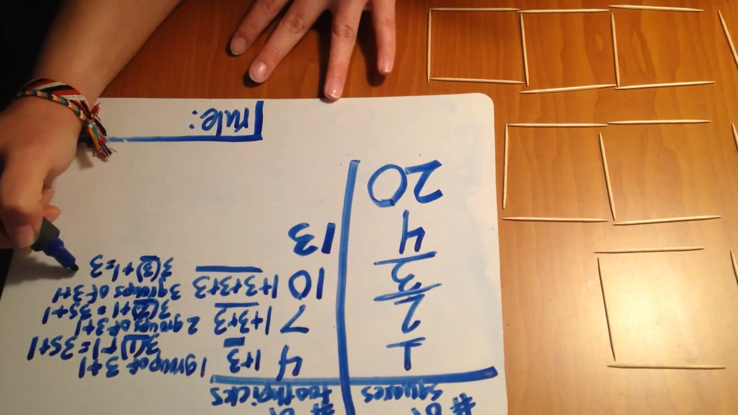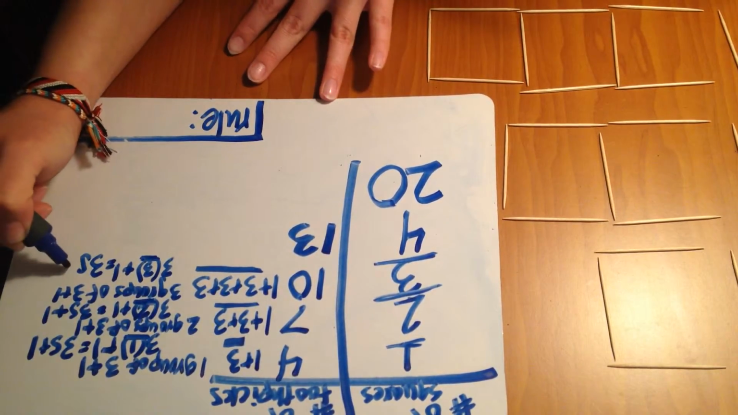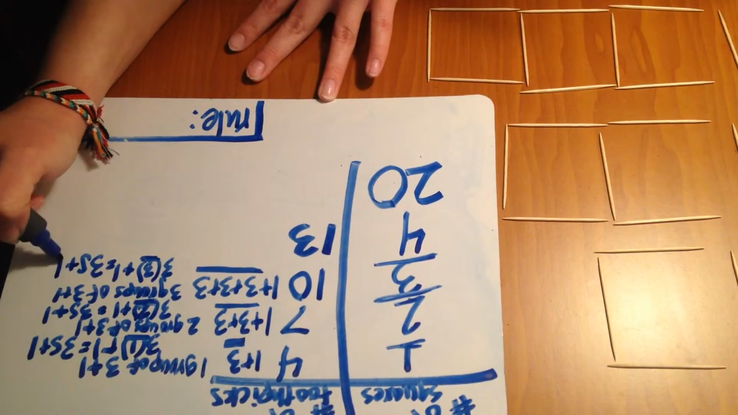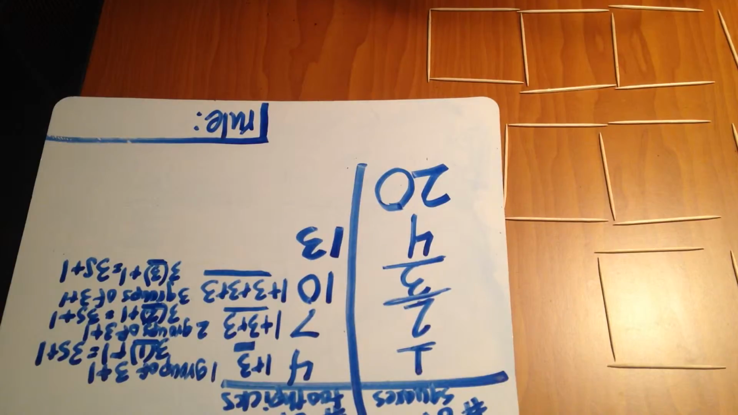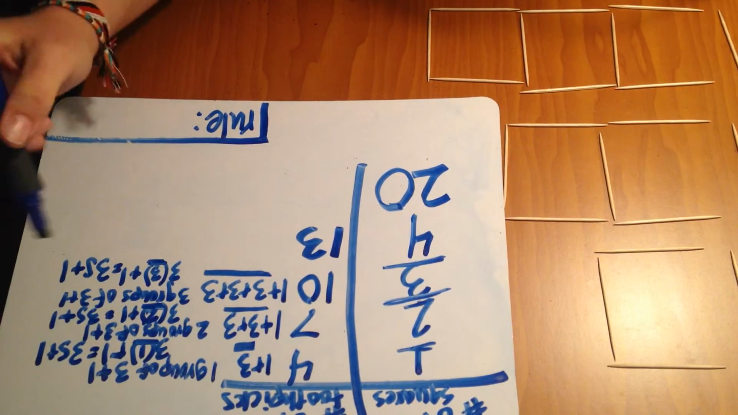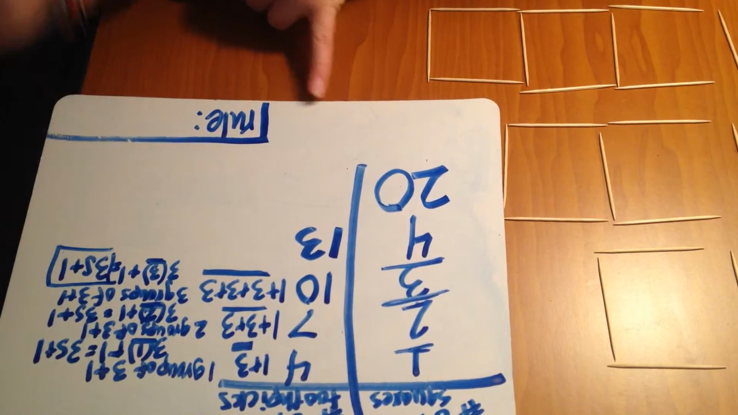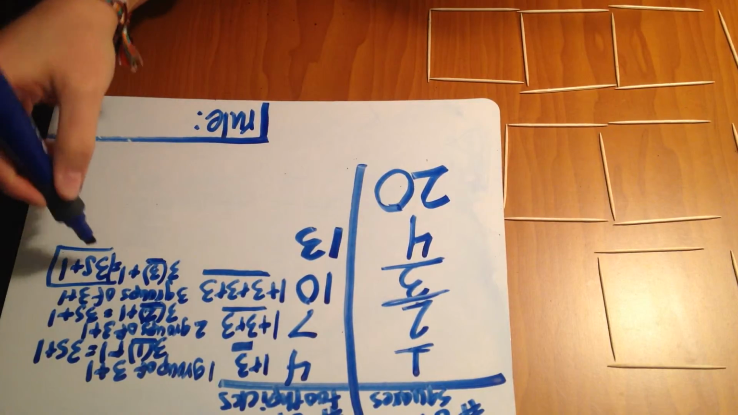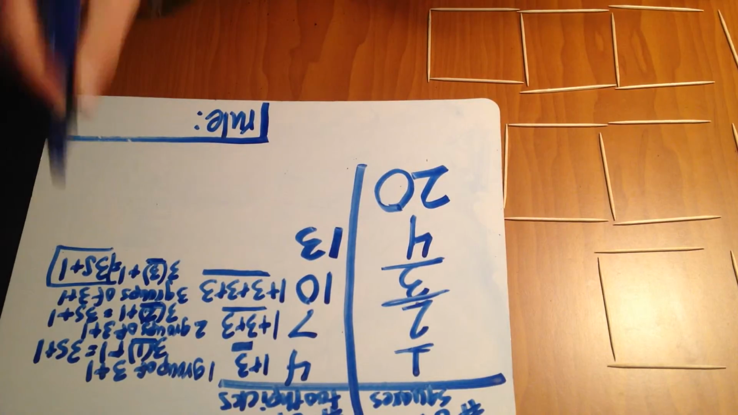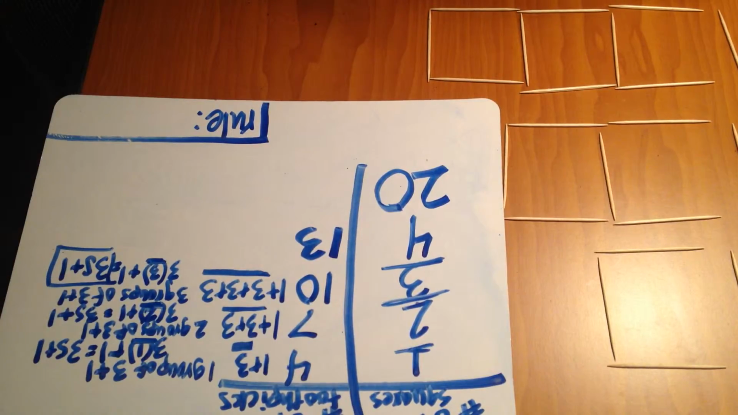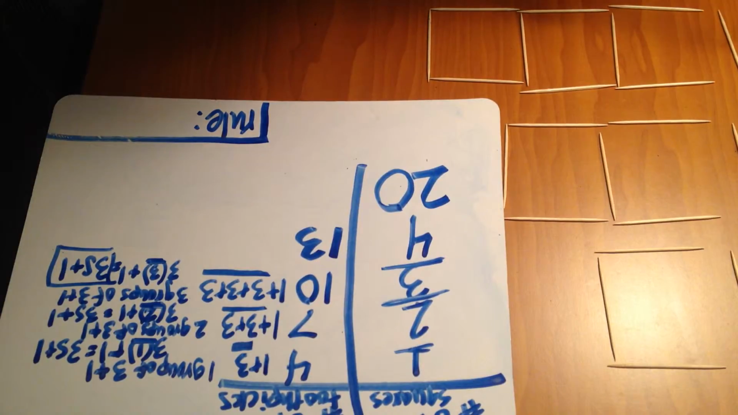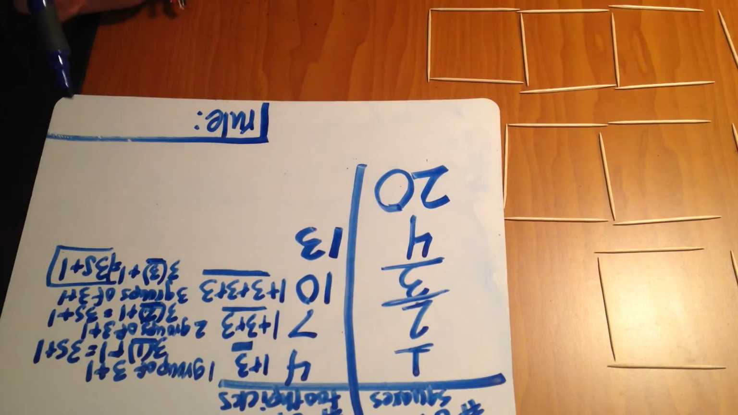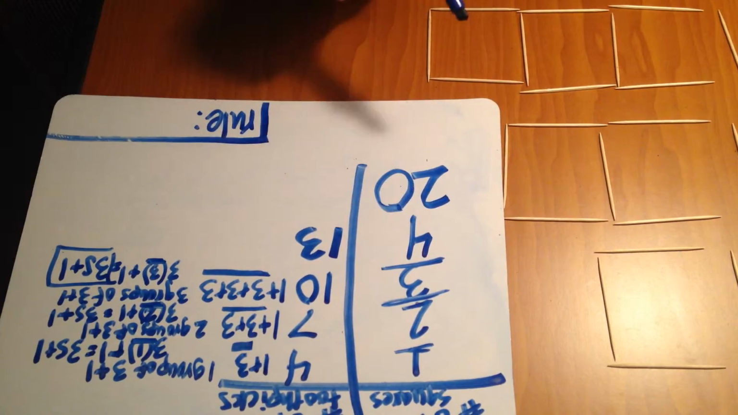3 times the number of squares plus 1. So I have now created my rule. I know that I can plug in any number of squares and find out how many toothpicks are in those squares. But before I write it down here, to make sure that I'm 100% correct, I'm going to check my answer using this 4, which we found out earlier.